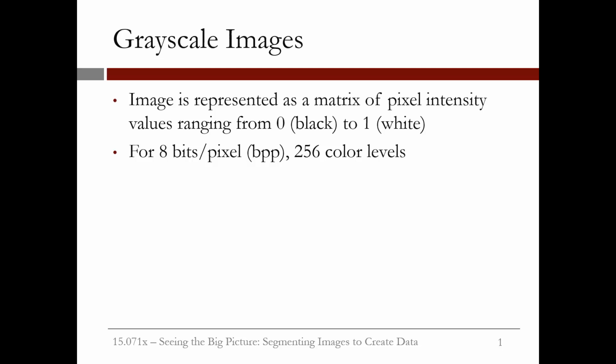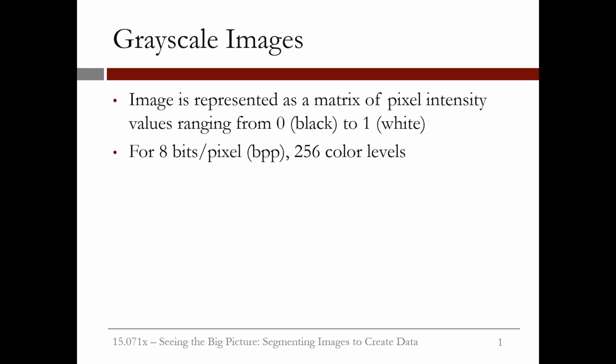Let us try to understand the format of the data handed to us in the CSV files. Grayscale images are represented as a matrix of pixel intensity values that range from 0 to 1. The intensity value 0 corresponds to the absence of color, or black, and the value 1 corresponds to white. For 8 bits per pixel images, we have 256 color levels ranging from 0 to 1.